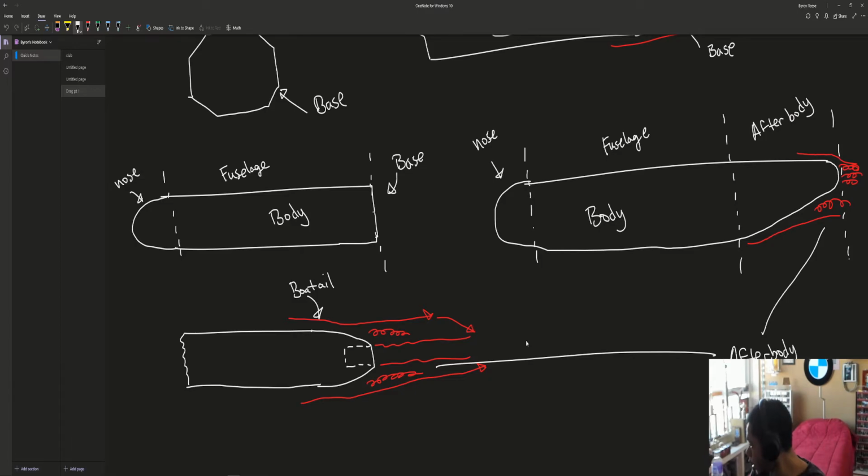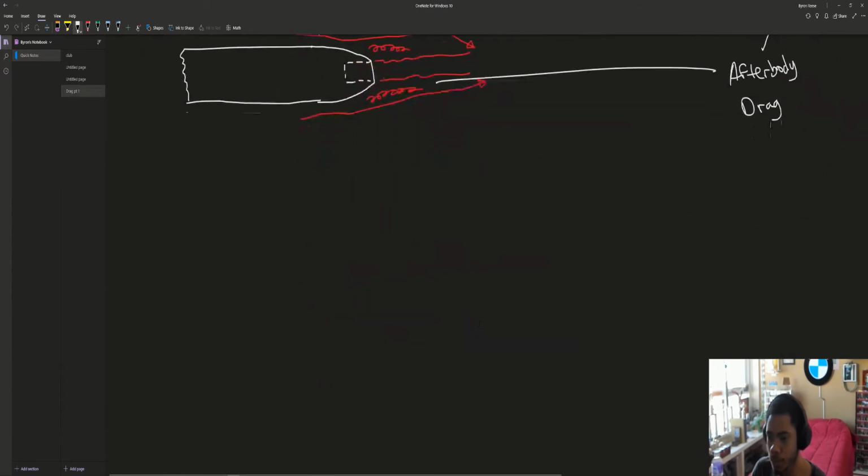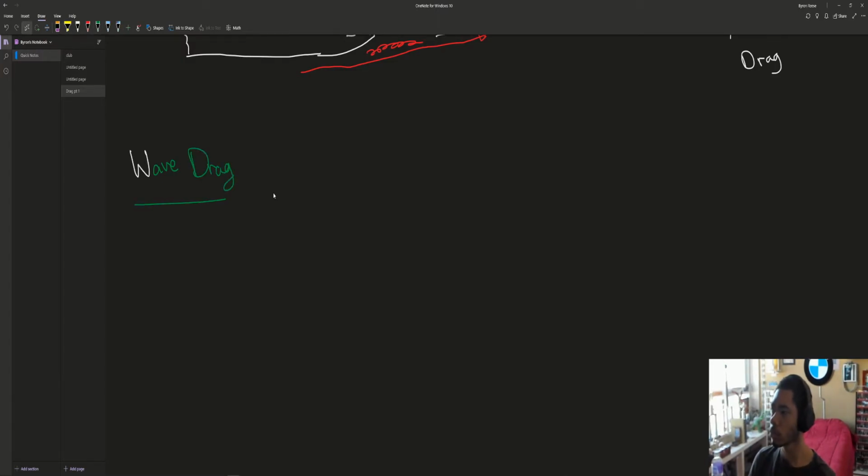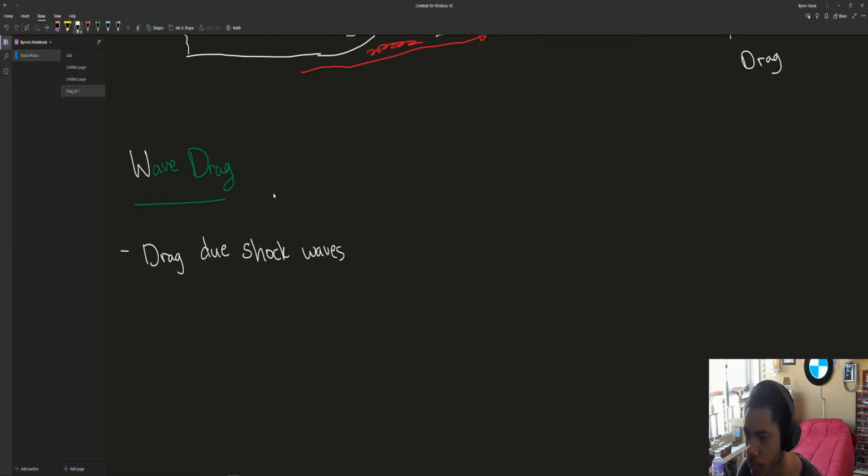Alright. Next up, it's going to be our next big section: wave drag. Okay. So wave drag. What is wave drag? Drag due to shock waves. Now here's the thing about the shock waves: they dissipate a lot of energy.